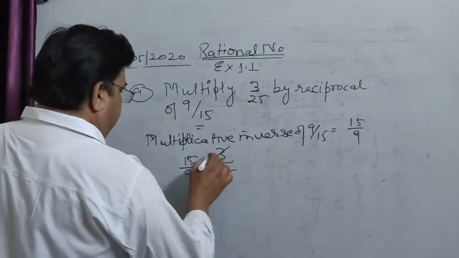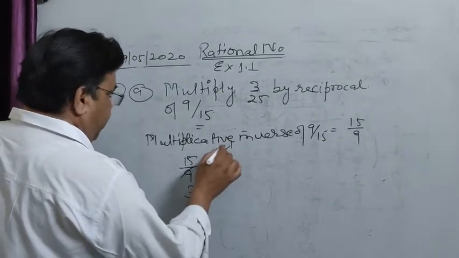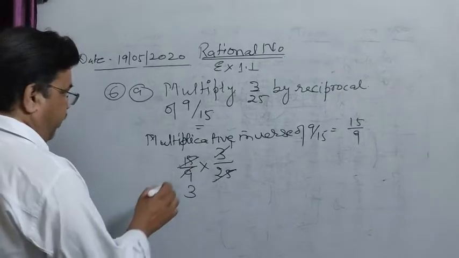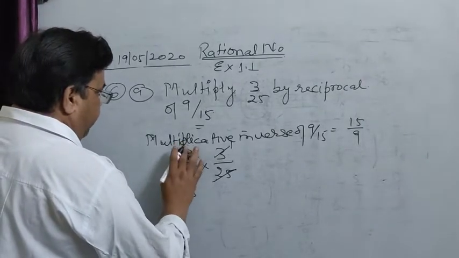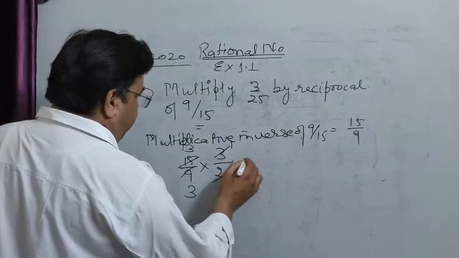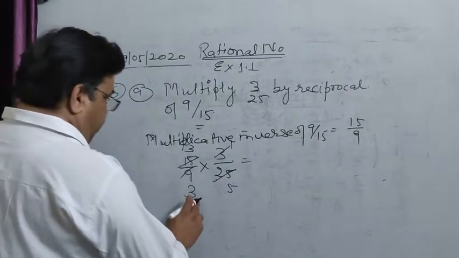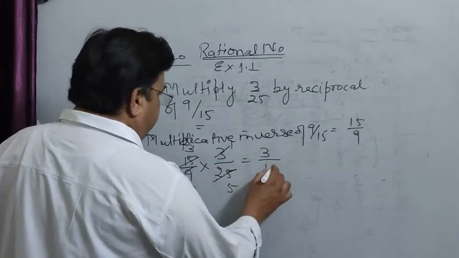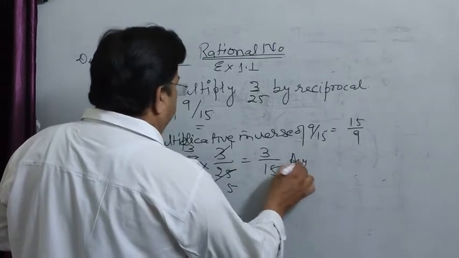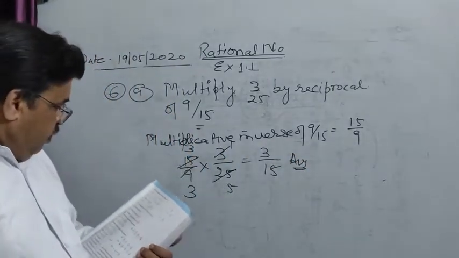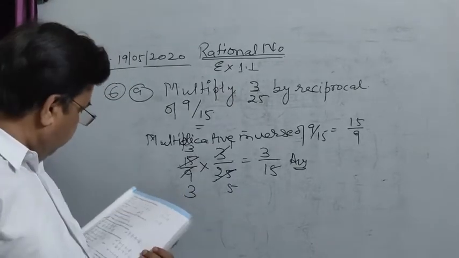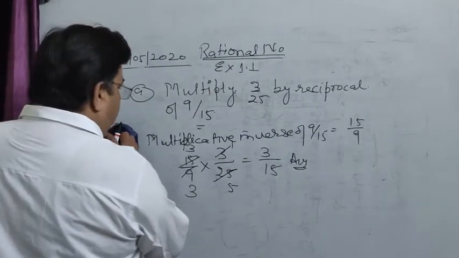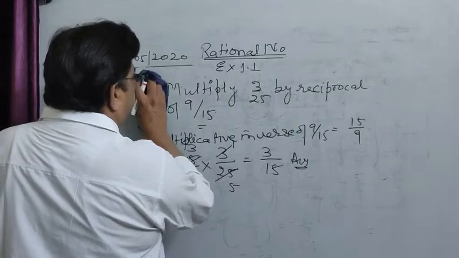Now cancel: 3 ones are 3 and 3 threes are 9, and these two numbers cancel by the common factor 5. 5 threes are 15 and 5 fives are 25. Multiply the denominators: 3 ones are 3 and 3 fives are 15. This is the answer of this question. Now you have to solve the second question.